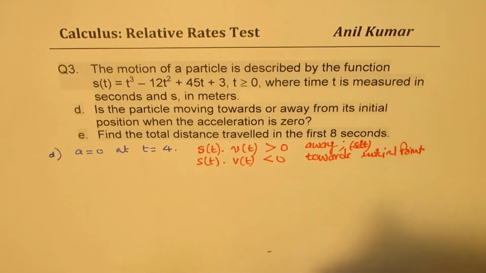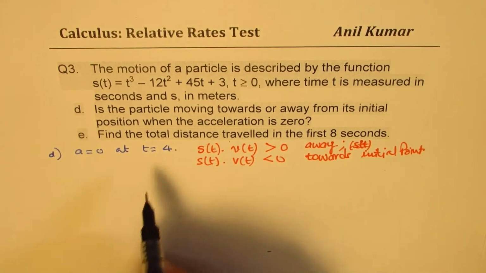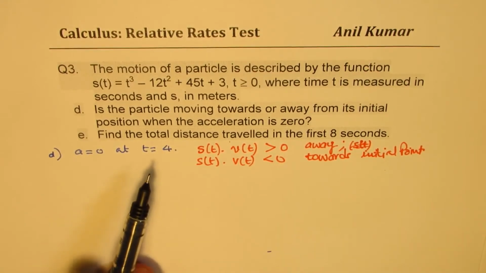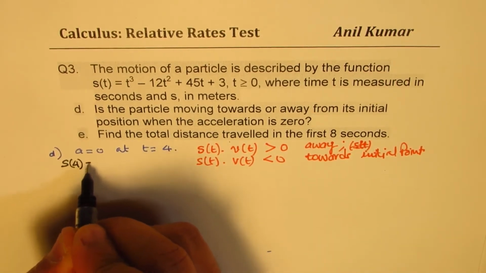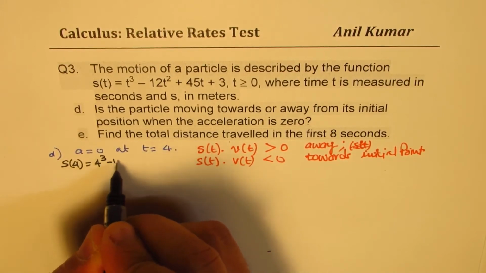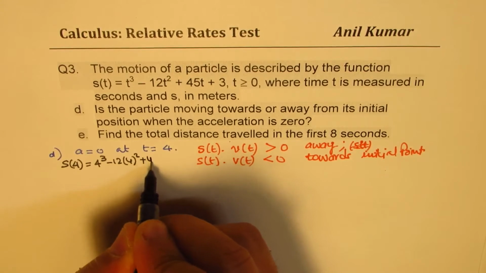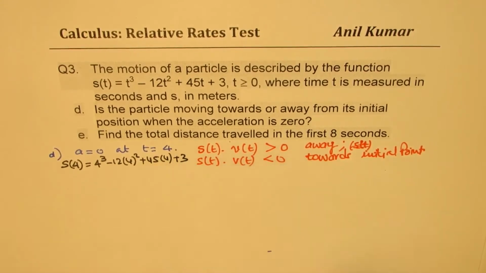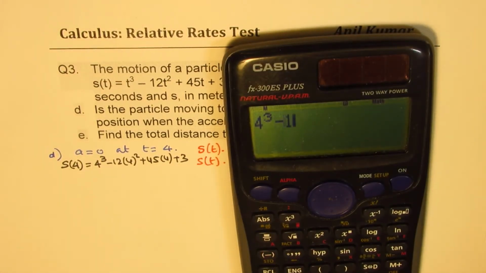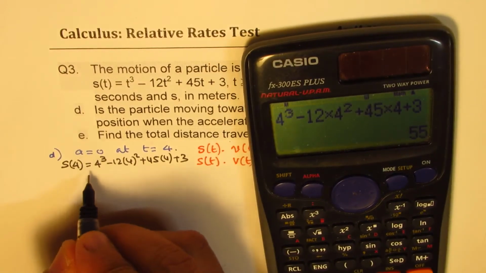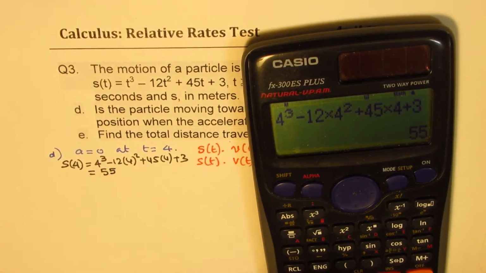Is that clear? We need to consider the position and the velocity, both of them at t equals 4, correct? That is very important. We already have s of t, so let me write the value at 4, which will equal 4 cubed minus 12 times 4 squared plus 45 times 4 plus 3. Let's use the calculator to calculate this value. This is equal to 55, so this is positive 55.